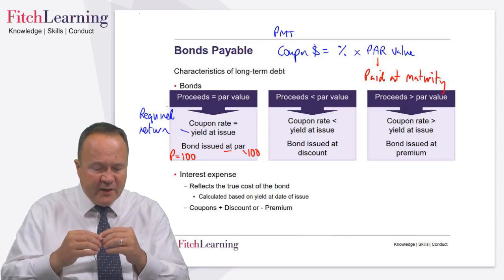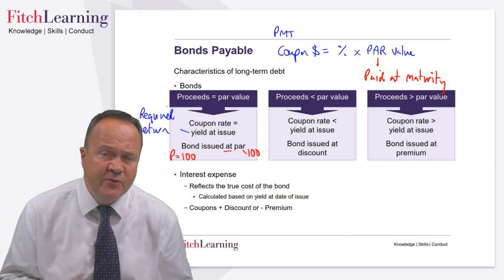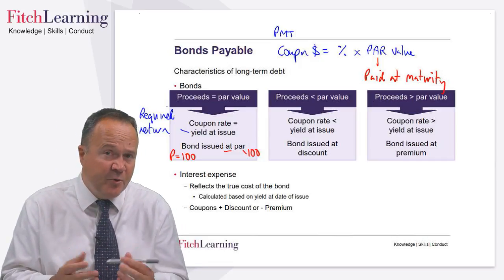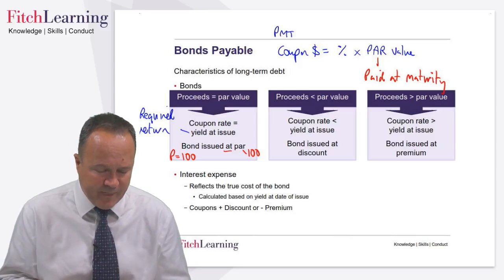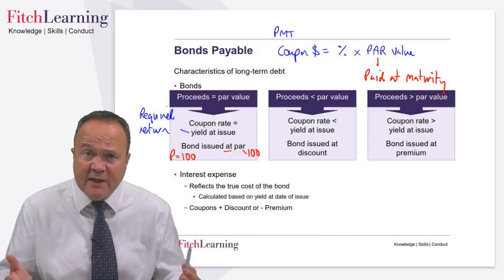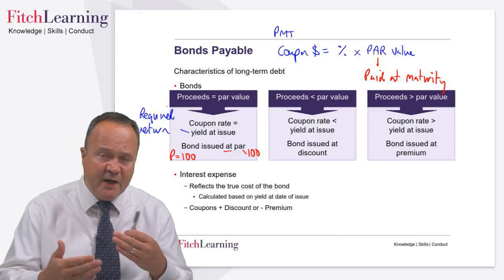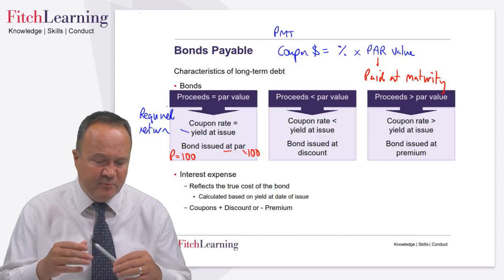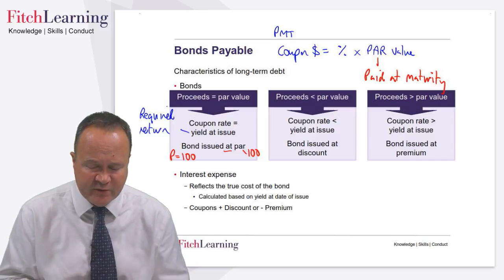What about, however, if the coupon rate was, let's say, lower than the required yield? So imagine the coupon was 2% and investors required 5%. Well, obviously, they're not getting the return they need. They're only getting 2% through the income. So therefore, investors have to manufacture an extra return in the form of the maturity proceeds.